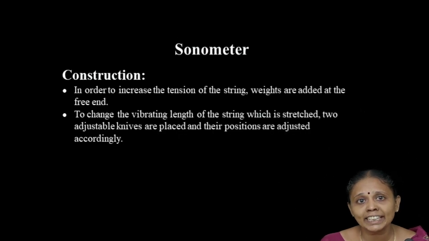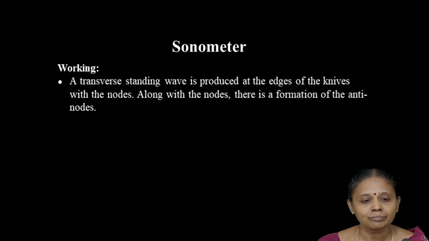Now, in order to increase the tension of the string, weights are added to the second end. Otherwise, we can also change the length of the vibrating segment stretched between the two ends. It could be accomplished with the help of adjusting the two knives placed along the stretched wire. Next comes working of sonometer. Here, the standing wave is produced at the edges of the knives with the nodes. Along with the nodes, there is a formation of antinodes, as we have already seen that nodes and antinodes are formed in the wire alternatively.